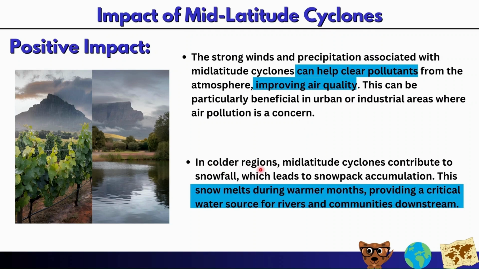In colder regions, mid-latitude cyclones contribute to snowfall, which leads to snowpack accumulation. This snow melts during warmer months, providing a critical water source for rivers and communities downstream. Remember, once snow melts, it will become water, and that water will then run off into rivers and also fill up dams. So that's a huge positive impact, right?